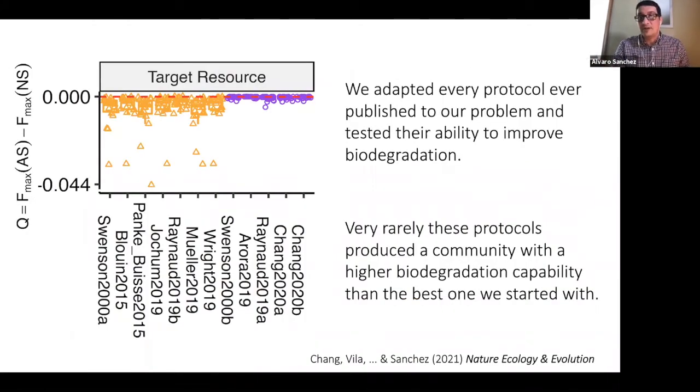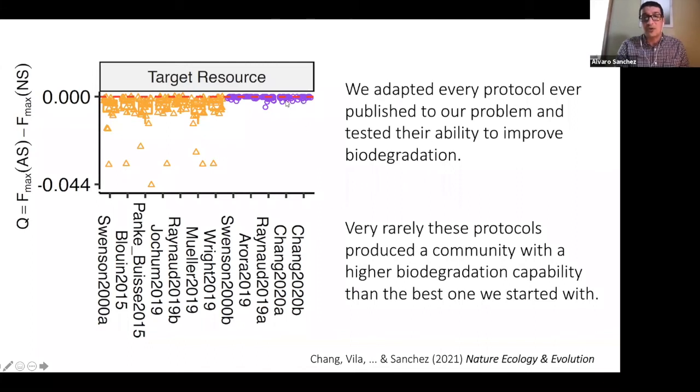This is the outcome. So with this, we adapted all the protocols that have been published previously to this problem. We have our in silico communities, and we give them many resources, but one of those resources is like a toxin, so to speak. And we're asking, can we select the community that will be best at eliminating this toxin from the environment by metabolizing it and turning it into biomass? And we used all of these protocols.